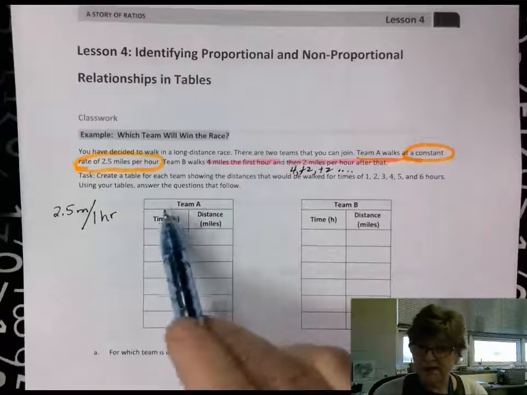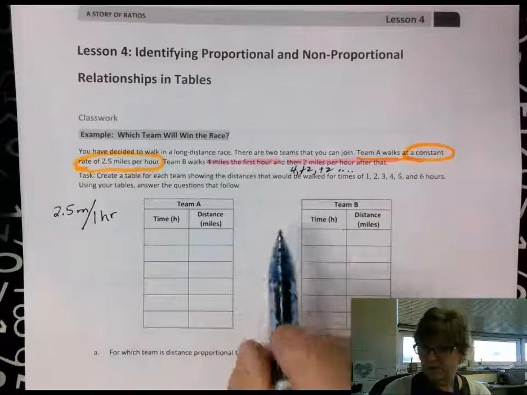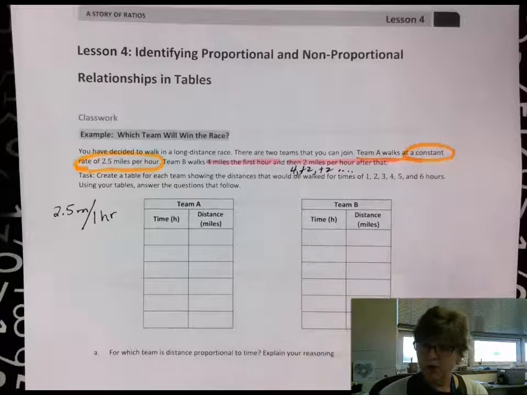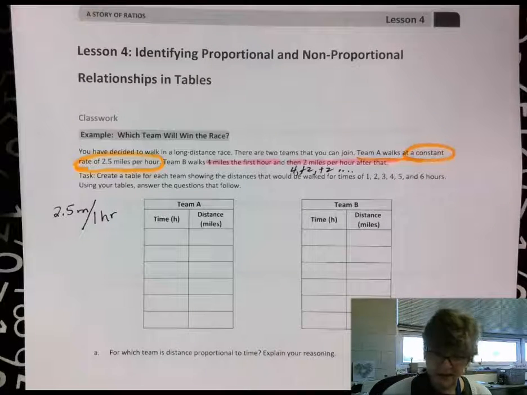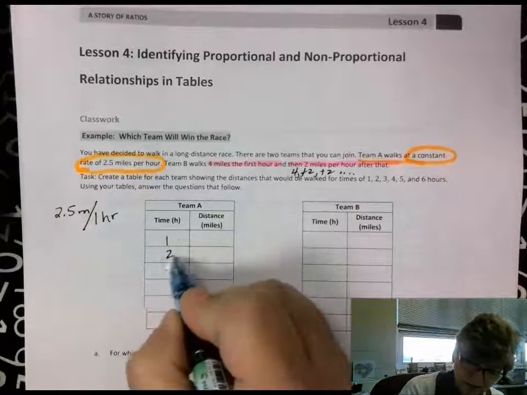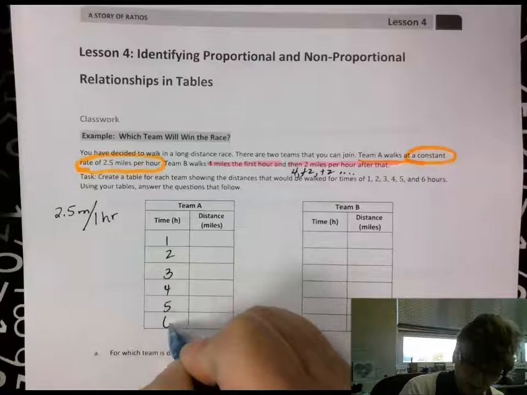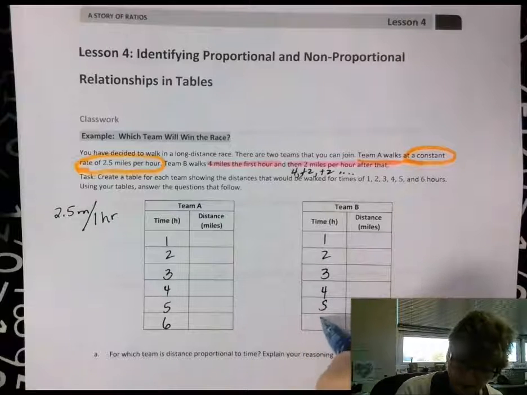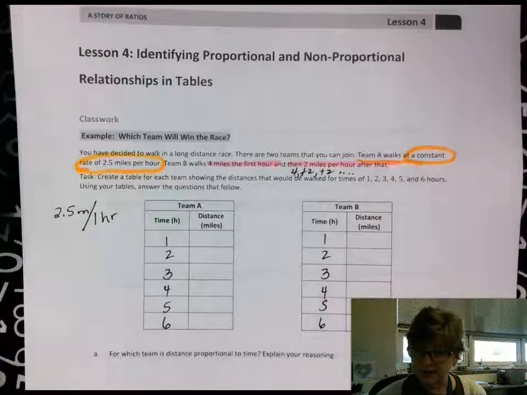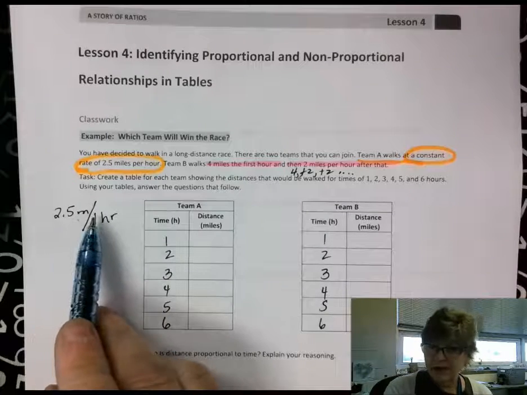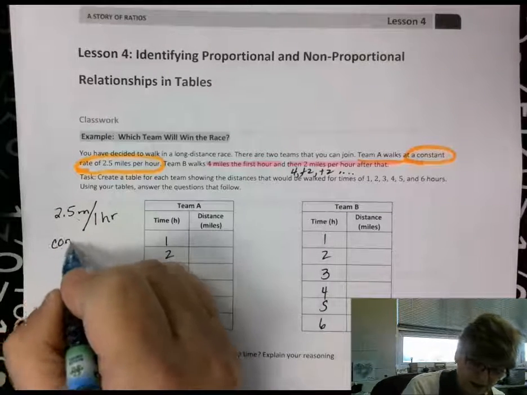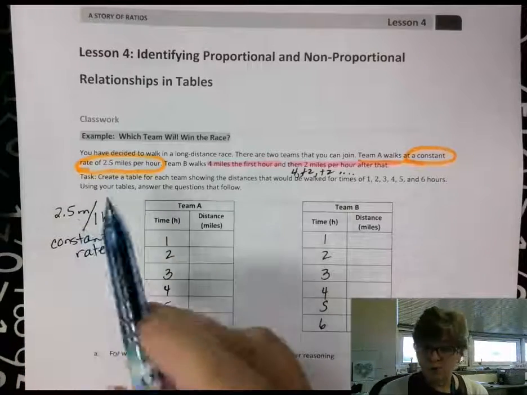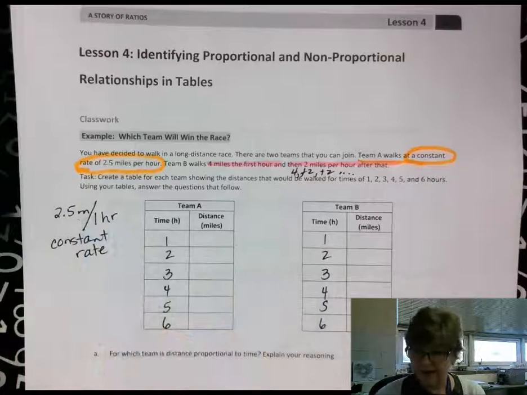So as we're looking at this, our task is to create a table for each team showing the distances that would be walked from 1 to 6 hours. And then we're going to use that table to help us solve at the end. So starting off, I'm going to go ahead and label each one of these with the number of hours that we are going to be looking at and comparing, and we're searching for proportionality. Now, if we notice right here, it has already identified that we have a constant rate. That means every hour we're going to do the exact same thing.